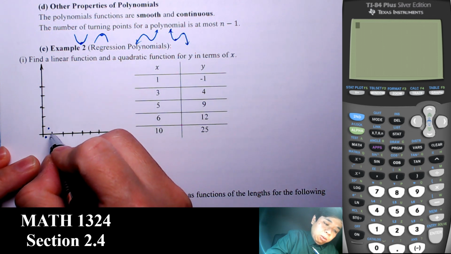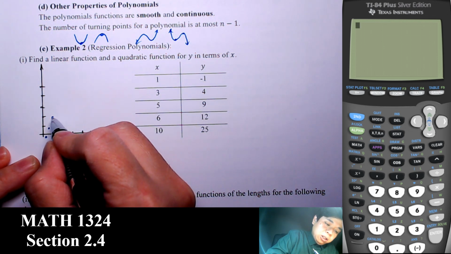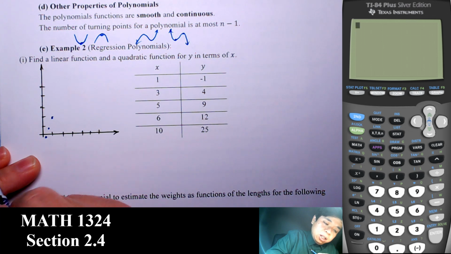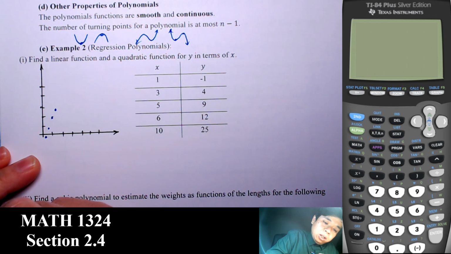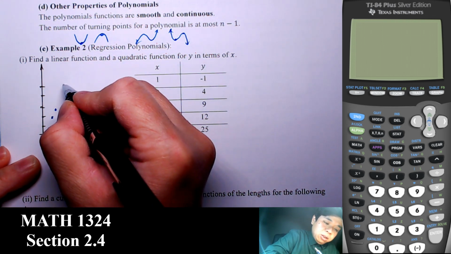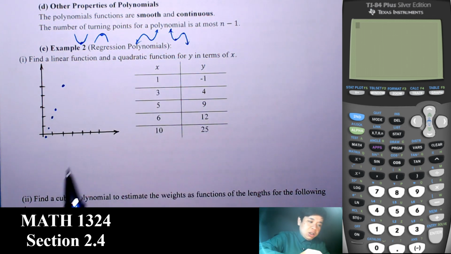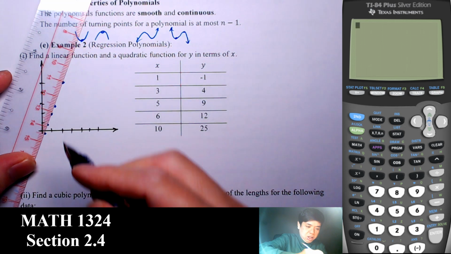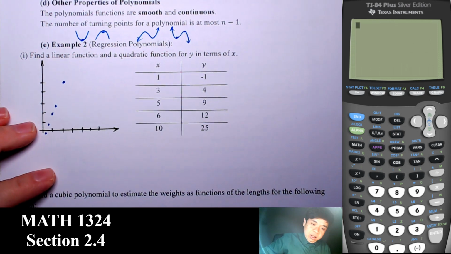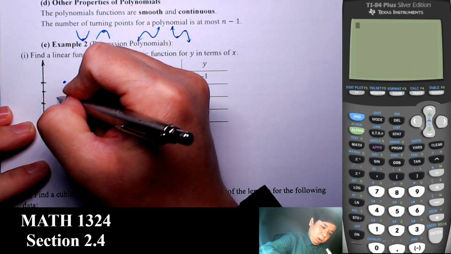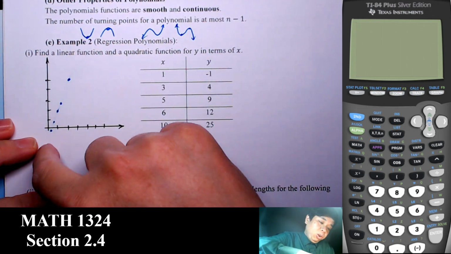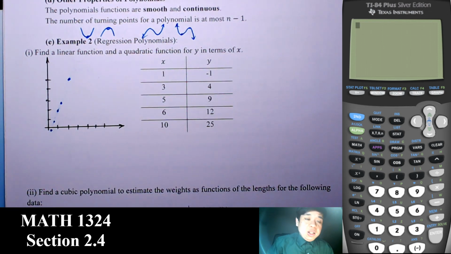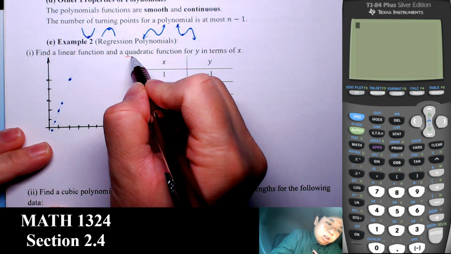X is 5, y equal to 9. X equal to 6, y equal to 12. X equal to 10, y equal to 25. Of course, that looks like it is on a straight line, but in fact it could be a straight line, or it could be a parabola. Who knows? We can find a line that fits this, or we can find a parabola that fits this. But this one we want to find the quadratic function that fits it.